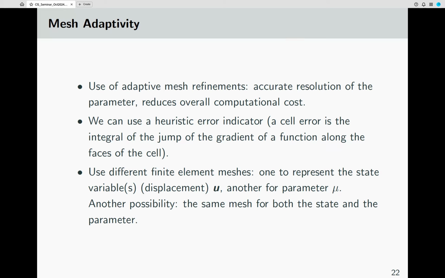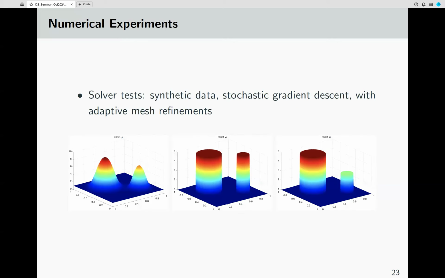In places where it's not varying or changing rapidly, we could actually afford to have larger squares or rectangles, right? So that's the idea of this one. And I think I will actually just go. So some numerical experiments, that's something that we need to show.